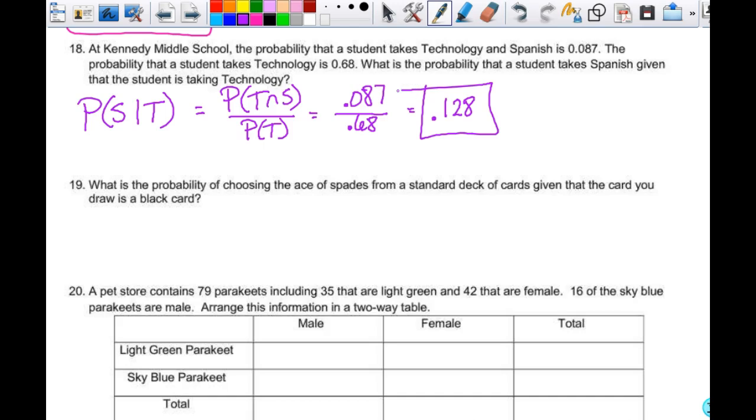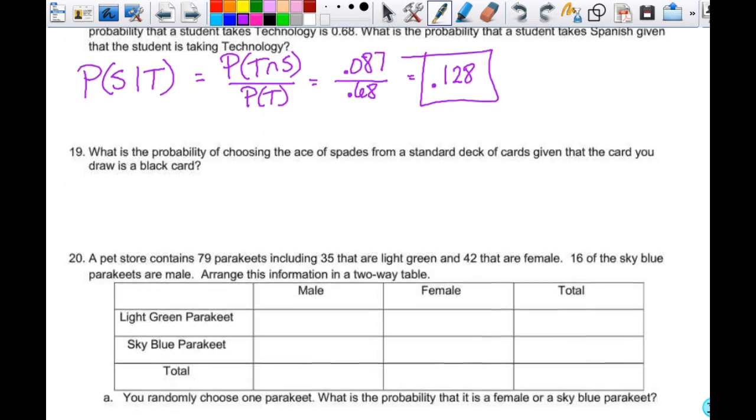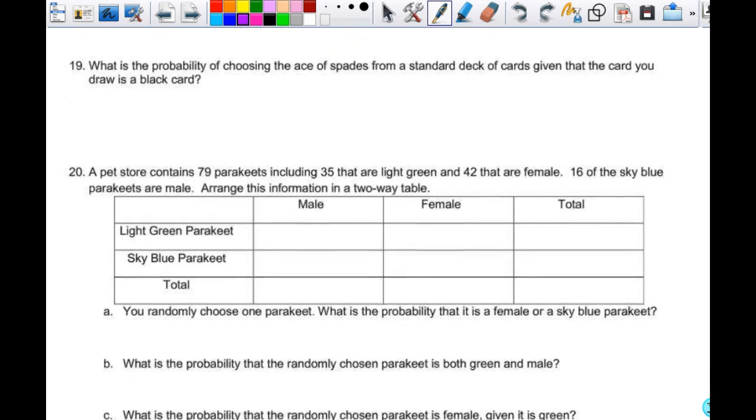Okay. And then what is the probability of choosing the ace of spades from a standard deck of cards given that the card you draw is a black card? Okay, so conditional probability again. Probability that you draw an ace of spades, given that you drew a black card. Now, we could use the formula here, but let's think about what we know here. You know that it's a black card.